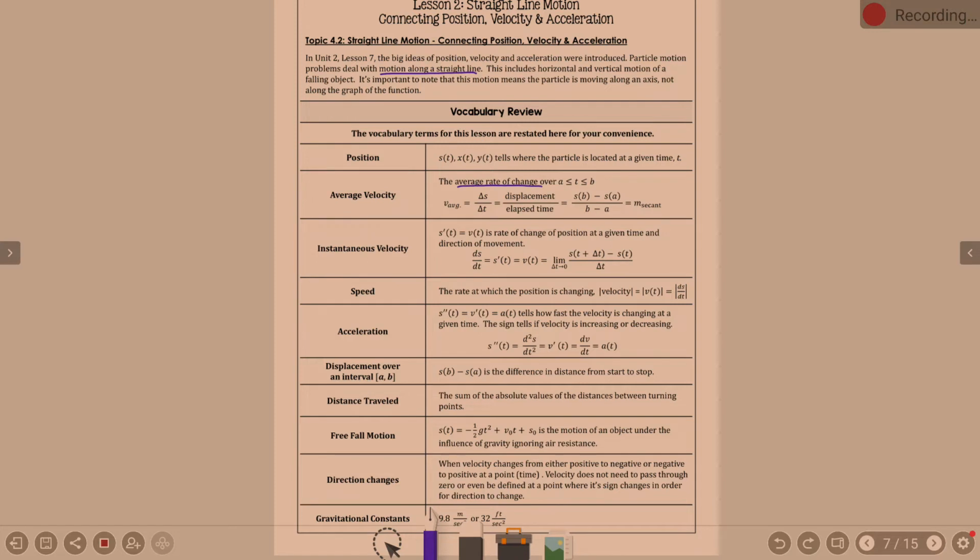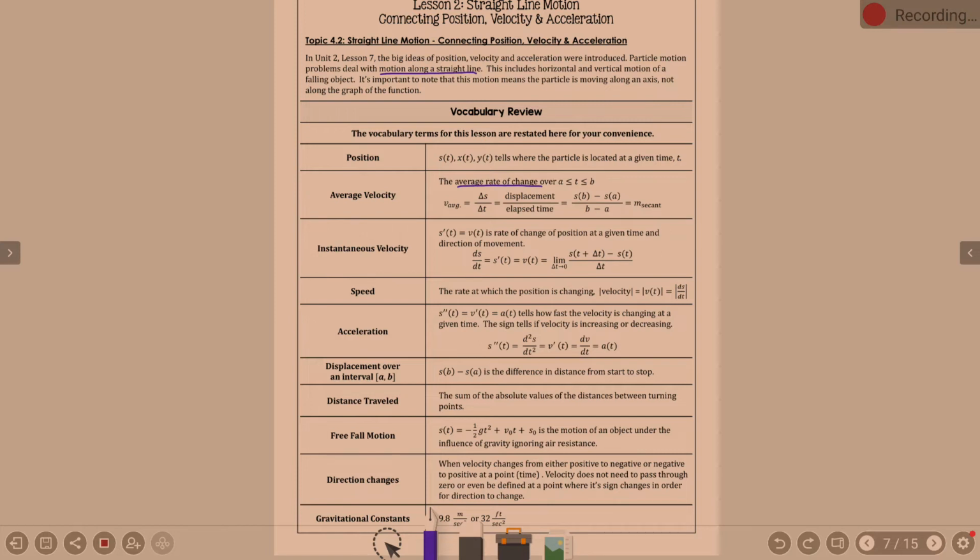That's our derivative. Speed. We talked about speed, right? Speed is the absolute value of velocity, the rate at which the position is changing. Acceleration is the second derivative of position, or first derivative of velocity. It tells how fast the velocity is changing, and the sign tells if the velocity is increasing or decreasing. So positive acceleration, velocity is increasing. Negative acceleration, velocity is decreasing.